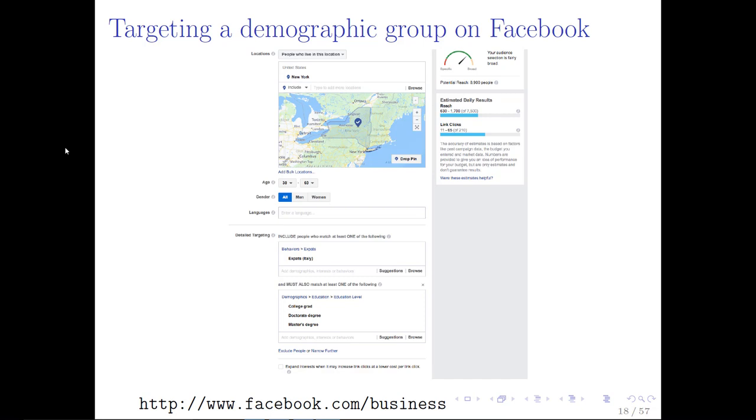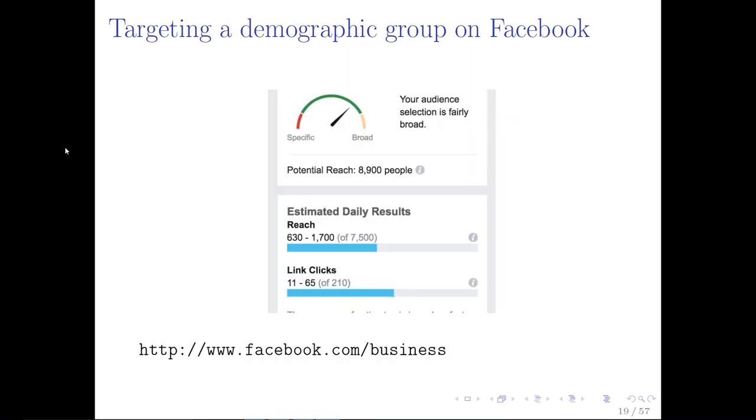So in this example, it may be a little bit small to see, but I chose to target people who live in New York State between the age of 30 and 60, both men and women, who are expats from Italy with a college degree, college graduates or higher. And if I do that, then Facebook gives me an answer, and I'm going to zoom in on that. So Facebook tells me that there is a potential reach of 8,900 people.